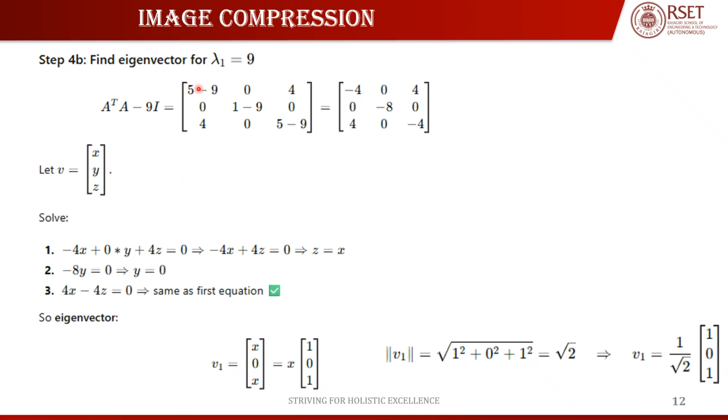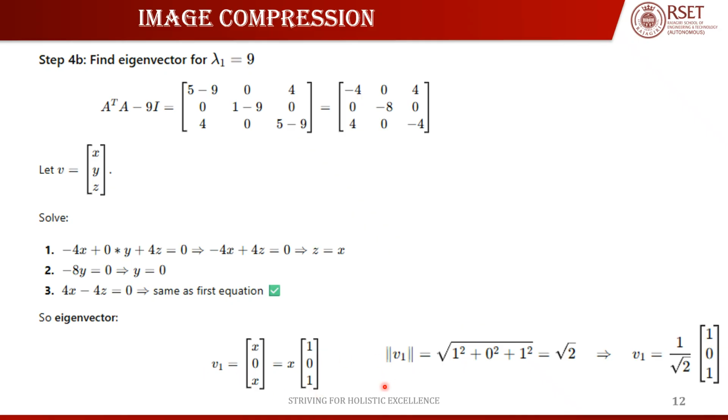So to get v1, we have A transpose A minus 9I given by this particular matrix, and this matrix multiplied by xyz equals 0. The first equation will be minus 4x plus 0 into y plus 4z is equal to 0. So from here you have x is equal to z, and from the second equation you have y is equal to 0. So your y is always 0, and z and x are equal. Just give 1 to the x value, so that will be 1, 0, 1.